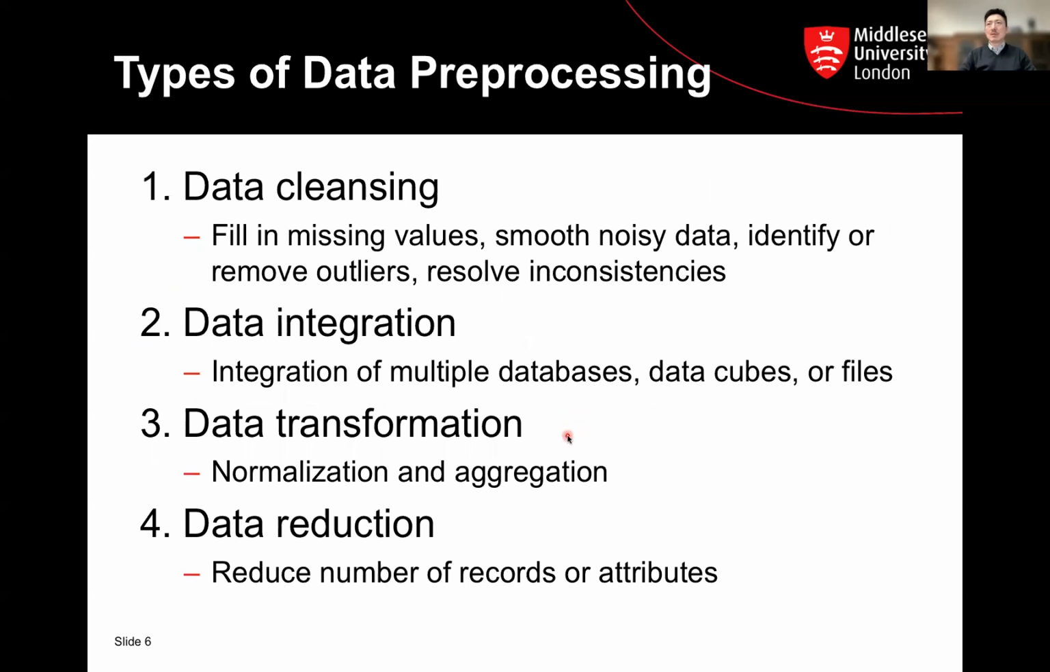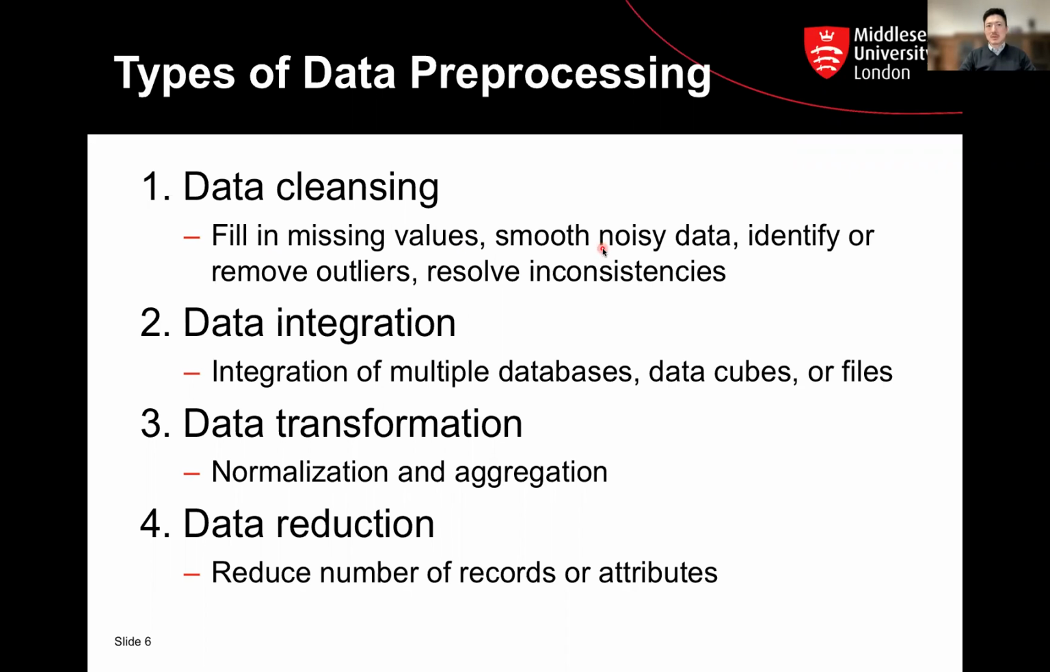Okay, again, there are 4 different types of data preprocessing. And the first one is data cleansing. So this includes filling in the missing values and smoothing noisy data. So some data might be missing, and some of the measurements might not be correct. And you can obviously see it does not follow a certain trend.